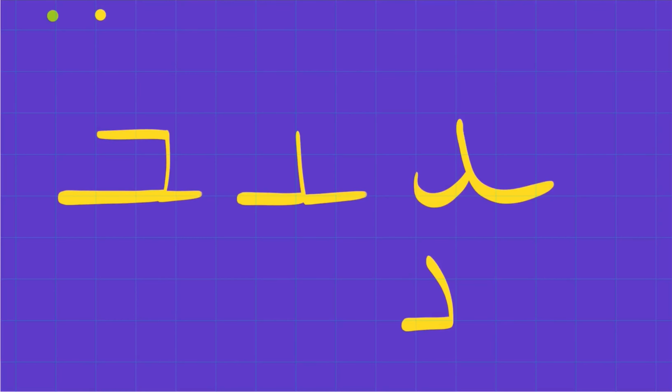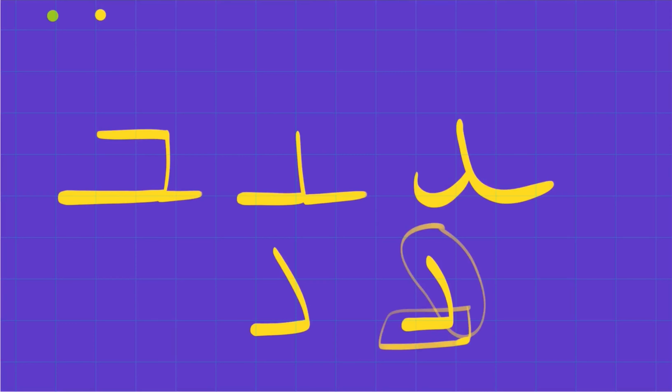Da. You curve up to the left the upper portion of the body of the letter, and then the lower portion is basically a horizontal line. Let's try again. Da.